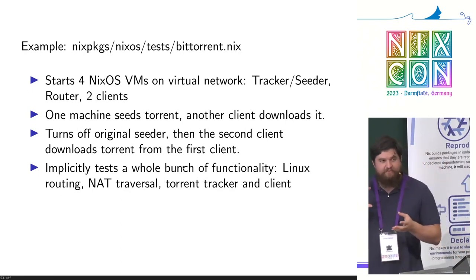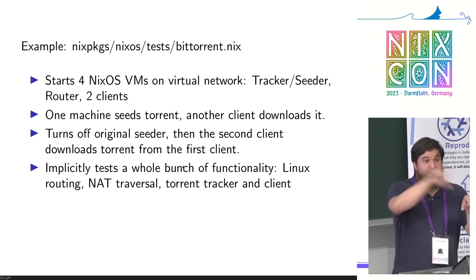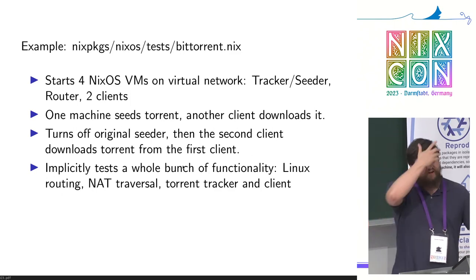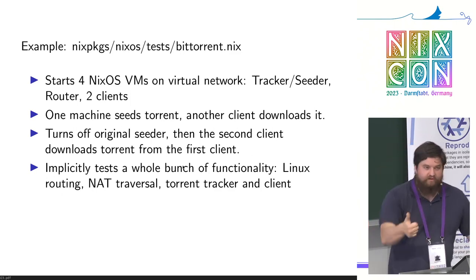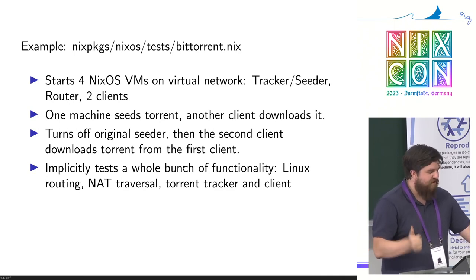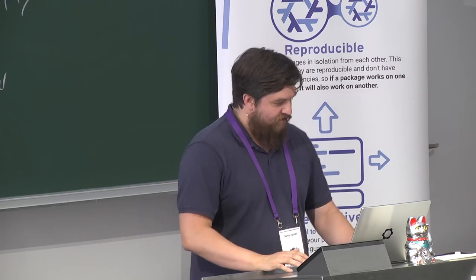And then they turn off the original seeder, and then the second client downloads the content from the first client. So this test is implicitly testing a whole bunch of functionality, like Linux routing, the networking stuff we have in Nixpkgs, in NixOS modules, NAT traversal, the tracker, the client, all that stuff.